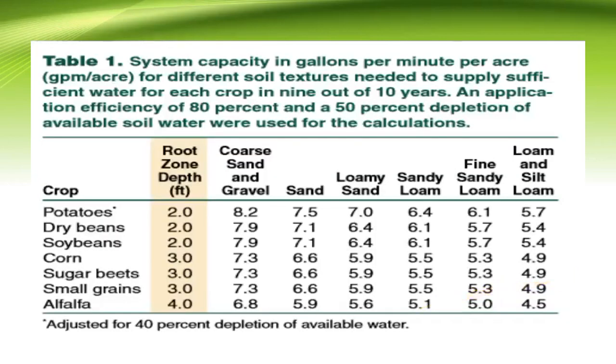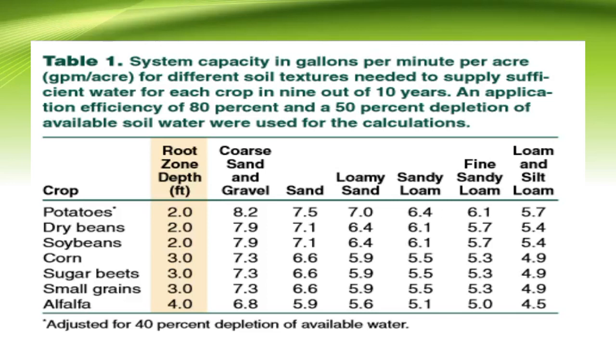Table 1 shows the system capacity in gallons per minute per acre for different soil textures needed to supply sufficient water for each crop in 9 out of 10 years. An application efficiency of 80% and a 50% depletion of available soil water were used for calculations. Examples of crops are potatoes, dry beans, soybeans, corn, sugar beets, small grains, and alfalfa.